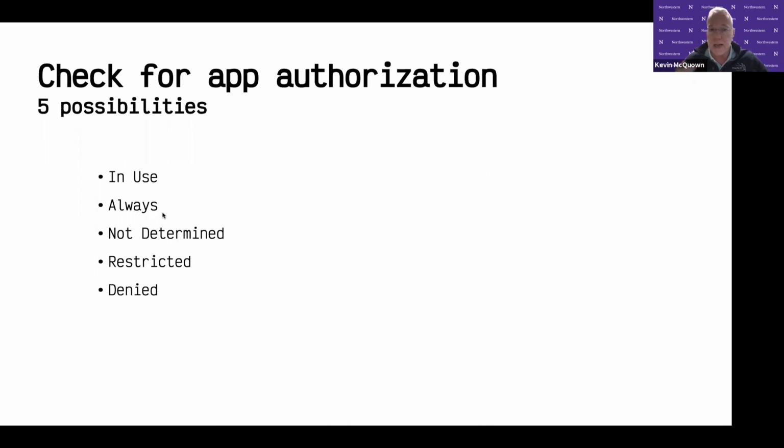Always permission means that even when the app is in background or I'm doing other things with other apps, it's tracking my location. This is a much more liberal permission, but a lot of people don't want to give it because it's saying, hey, you could track me all the time, even if I'm not using the app. So that's Always versus In Use, which is only when your app is running.